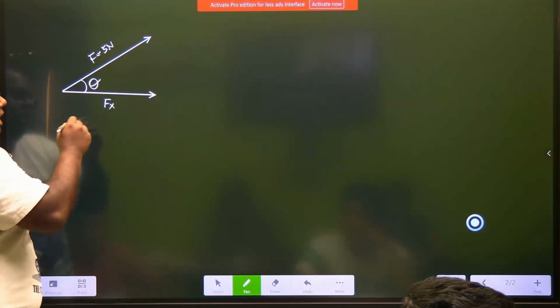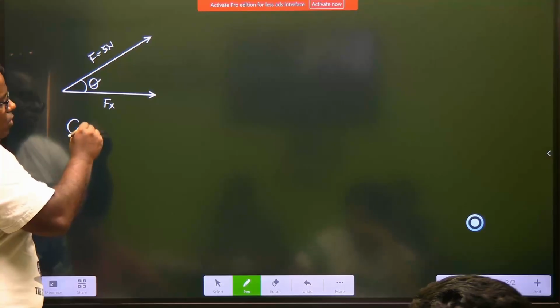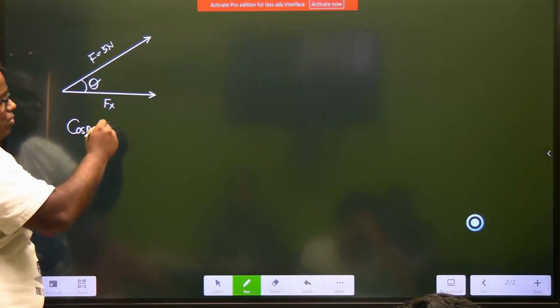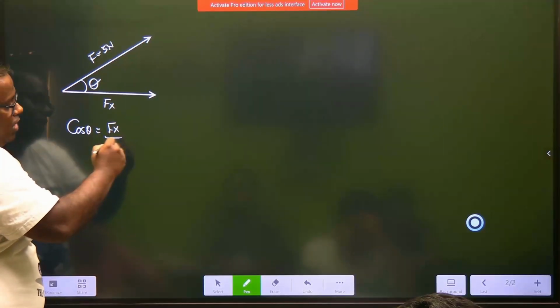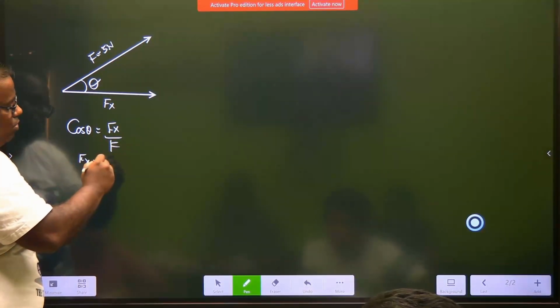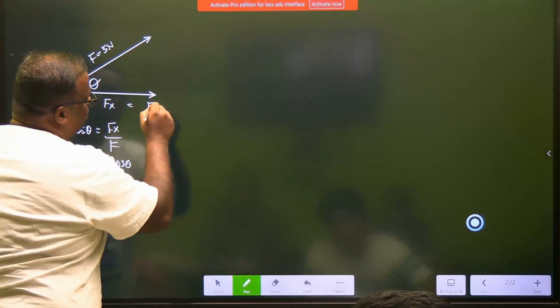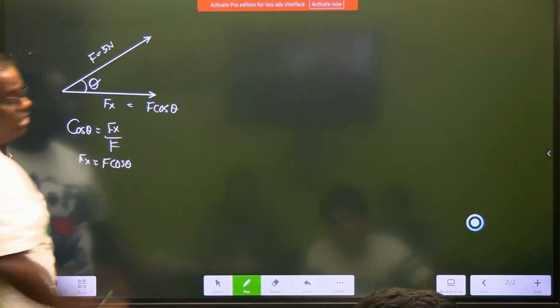Whenever you're working on the x side, we take the cos. What is cos of this? Adjacent side by hypotenuse, Fx by F. So my Fx becomes equal to F cos theta. That means this component is always F cos theta.